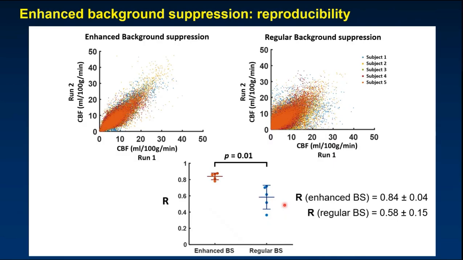The plots I show here are the scatter plots of CBF values between two runs. Each color represents an individual, and each dot represents a voxel. We can easily see that the result from enhanced background suppression is more clustered along the unity line when compared with the regular background suppression, which is more spread out. And we can imagine, which is also the truth, that the spatial correlation coefficient of enhanced background suppression is significantly higher than that of regular background suppression, underscoring a better reproducibility and reliability.